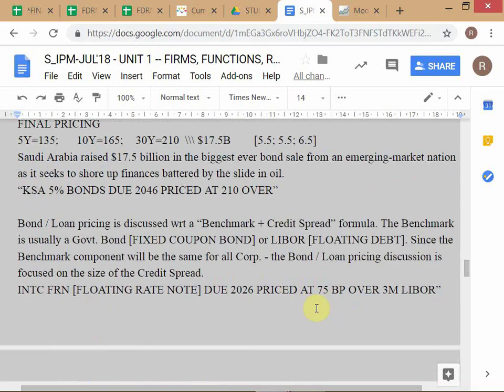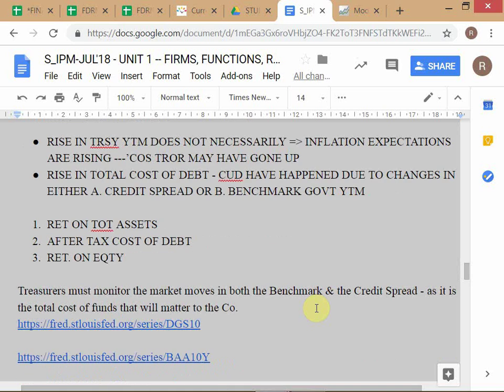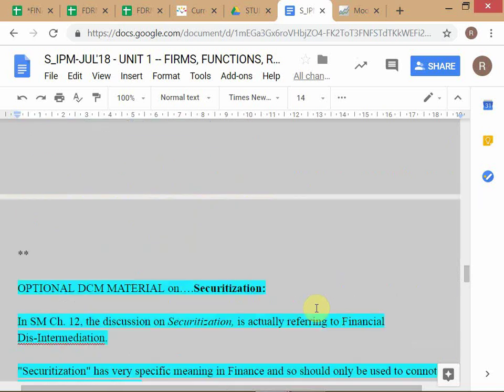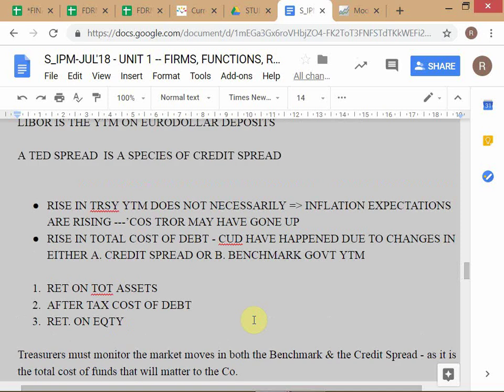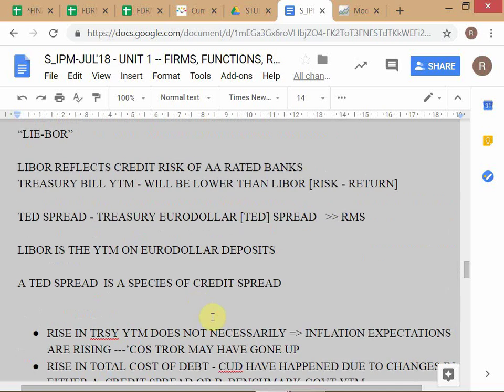Yes. I like to use this language, species and genus. Maybe it gets a little hackneyed, but it's important, so that you have a very good understanding. A lot of the stuff we think we have just taught you and you remembered it and understood it, but then we find that you've not understood a lot of basic stuff. So there's no harm in rehashing stuff. Okay. All right. So a TED spread is a species of credit spread.